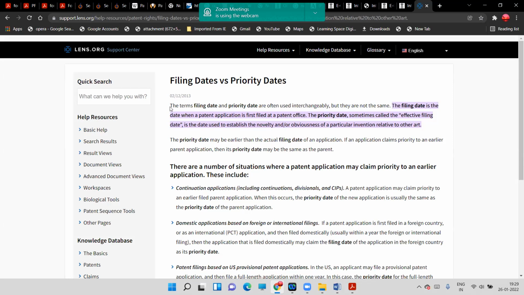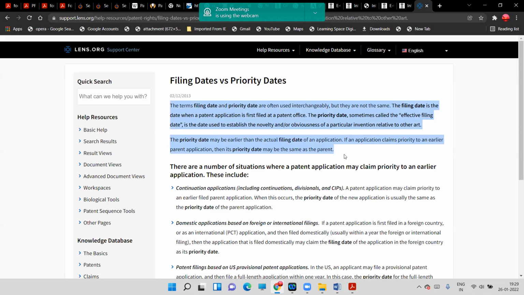यहाँ पे देख लो आप. So this term is very important. The terms filing date and priority date are often used interchangeably, but they are not the same. The filing date is the date when a patent application is first filed at a patent office. The priority date, sometimes called the effective filing date, is the date used to establish the validity and/or obviousness of a particular invention relative to other art.